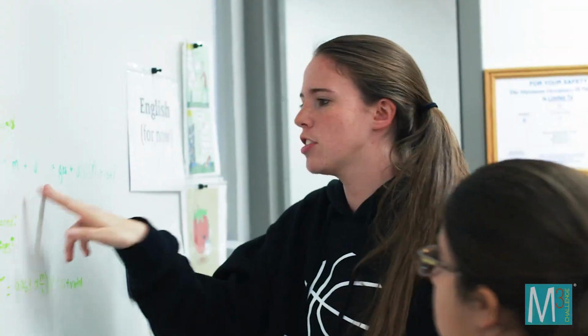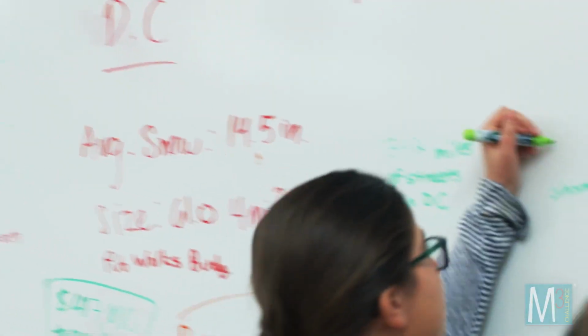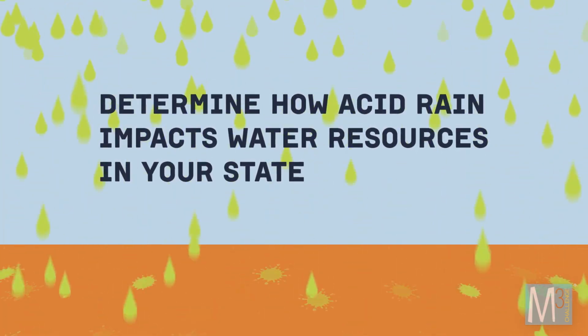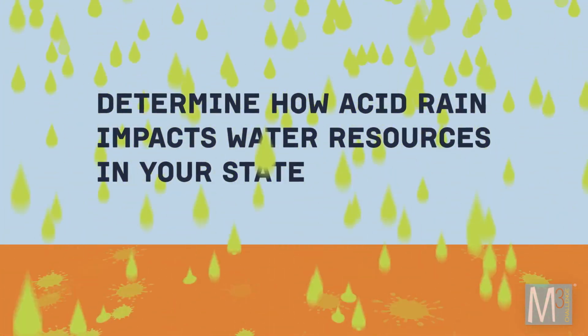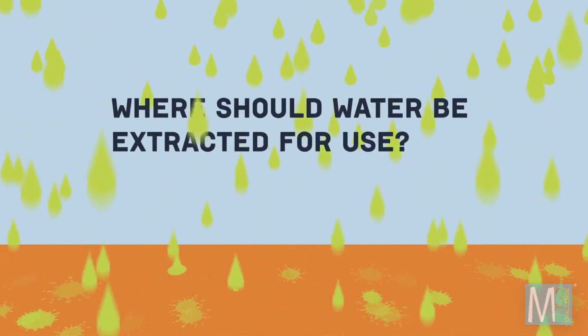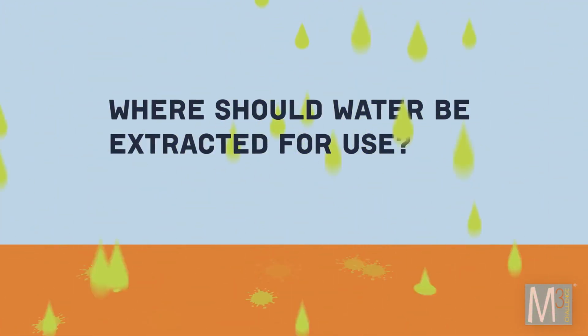You'll find many ways to answer an open-ended mathematical question. For example, suppose you need to determine how acid rain impacts water resources in your state. You arrive at a problem. Where should water be extracted for use?